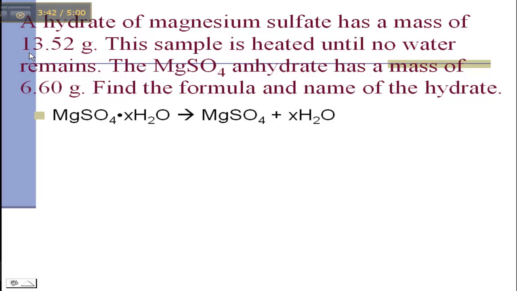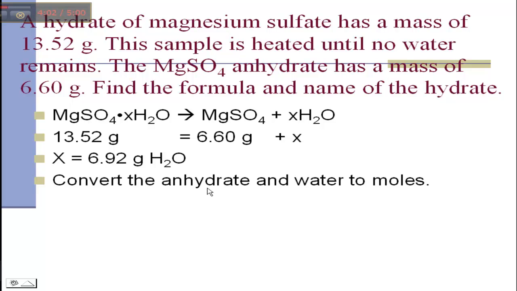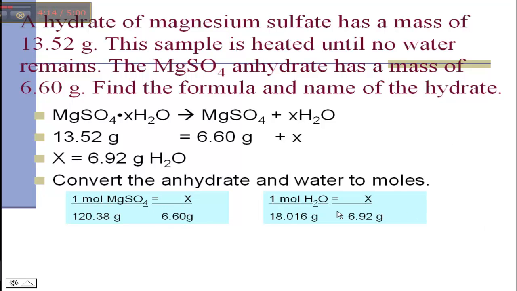So if we know that we have 13.52 grams of hydrate, that's going to equal the mass of the anhydrate plus the mass of water. Okay, now this is a different X here, sorry about that. So our mass of water is 6.92 grams of water. So we're going to convert the anhydrate mass and the water to moles. So for magnesium sulfate, it looks like this. Notice we're using 6.60 grams for magnesium sulfate. For water, we use our 6.92 grams. So you get 0.0548 moles of magnesium sulfate and 0.384 moles of water.